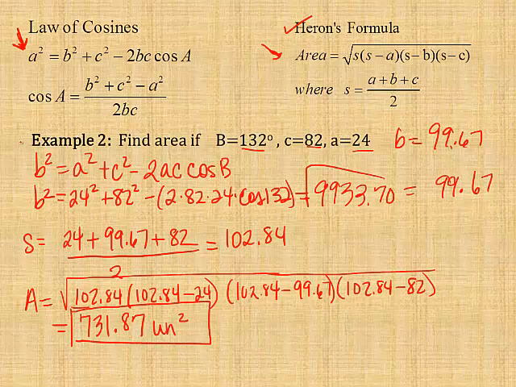This one had 2 steps. First, law of cosines, then Heron's formula. So you have a couple like that today, but you also have some that are just plain and simple Heron's formula. So use it wisely. We'll see you in class.